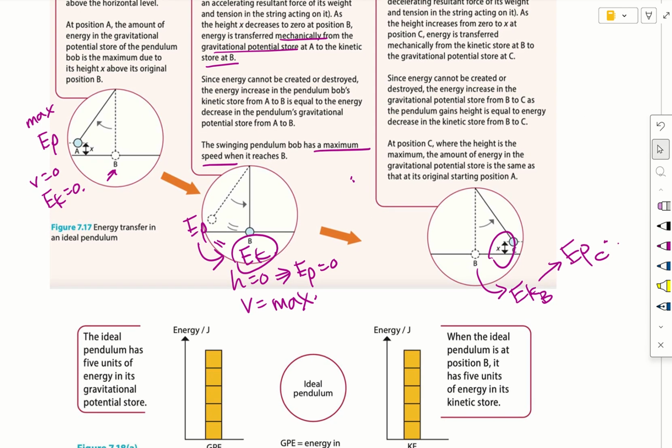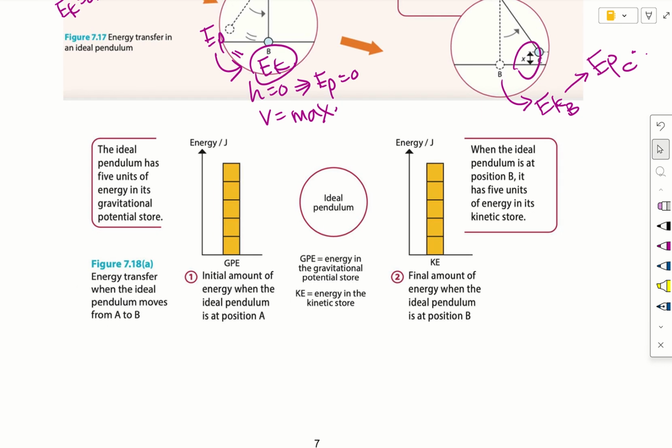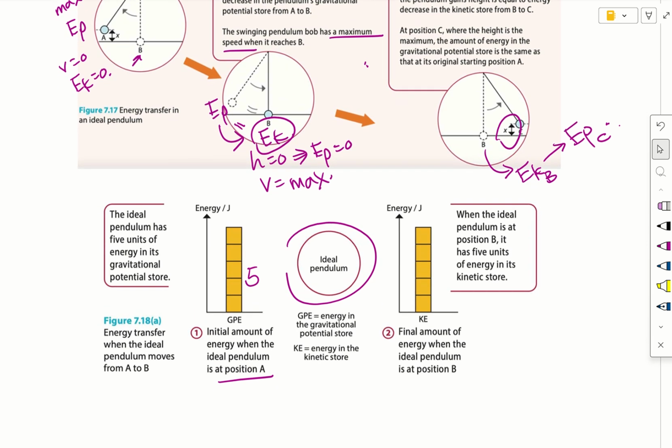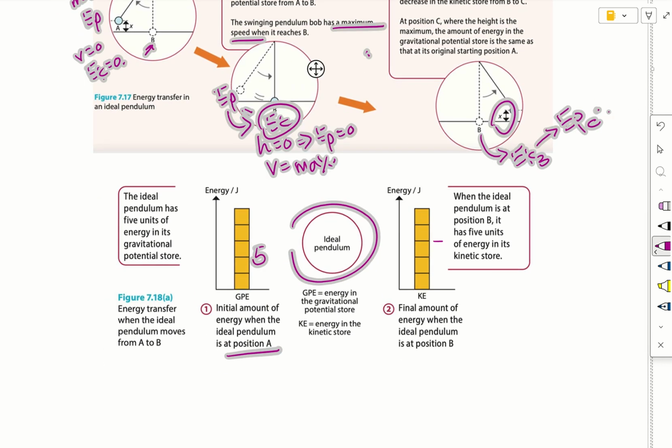Okay, so how do we represent it in a diagram? For example, we have 5 units of energy in the gravitational potential store when it is at position A. The system is this ideal pendulum. When it's at B, it will actually have this same 5 units of energy, but now it has been transferred to the kinetic store.